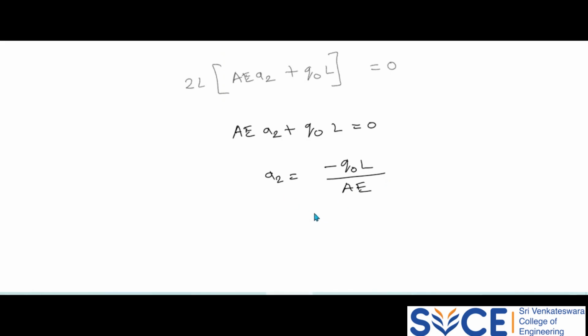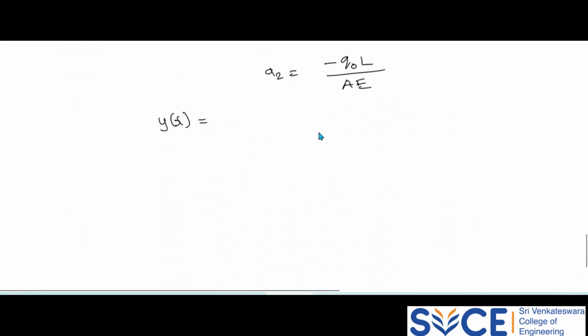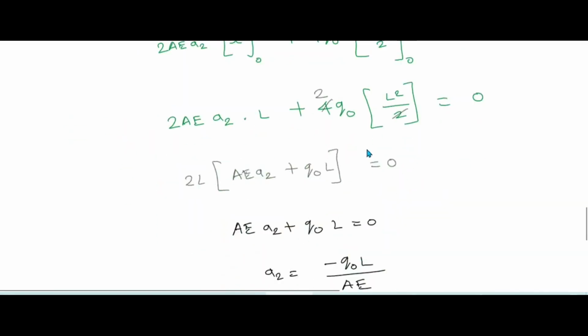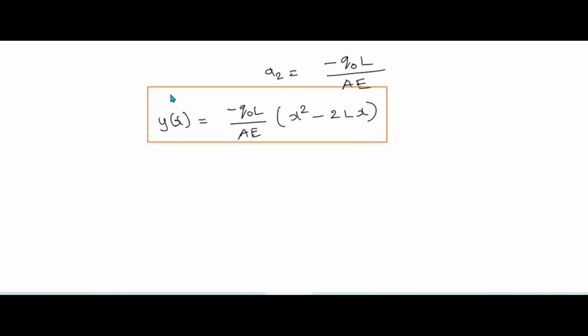In that case, a2 is nothing but minus q naught L divided by ae. This is my a2. So what is my answer? My y of x is equal to minus q naught L divided by ae into x square minus 2Lx. So this is the answer using the subdomain collocation method. So this completes the problem. Thank you.